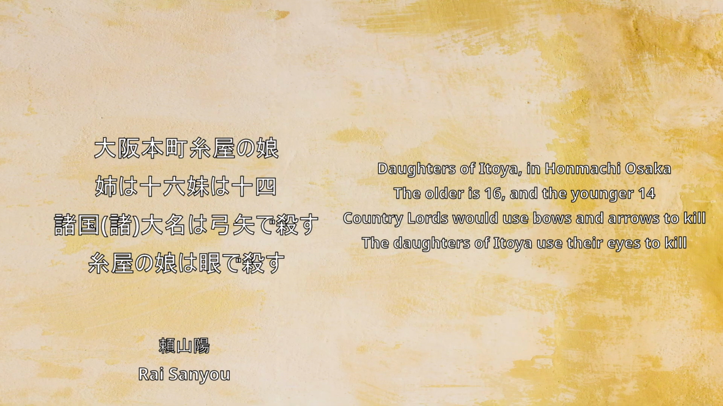大阪本町糸屋の娘。姉は16、妹は14。諸国大名は弓矢で殺す。糸屋の娘は目で殺す。So here's the translation. Daughters of Itoya in the Honmachi of Osaka. The eldest daughter is 16 and the younger is 14. Daimyo killed the enemy with bows and arrows, but the daughters of Itoya kill with their eyes.